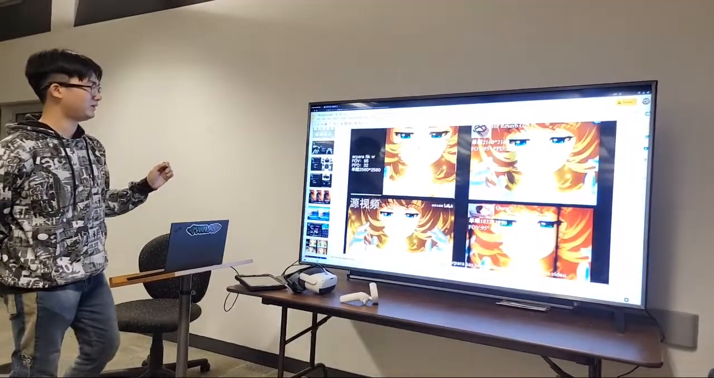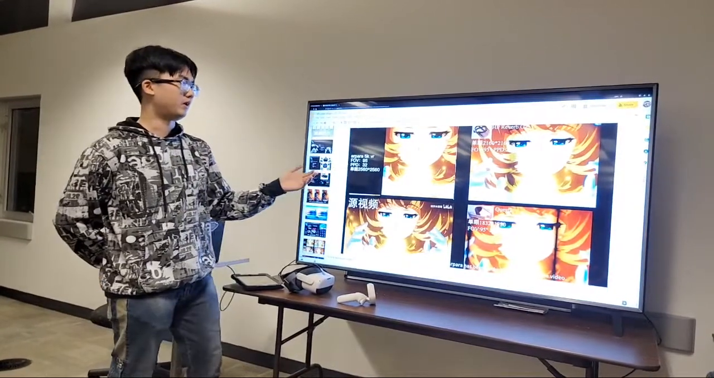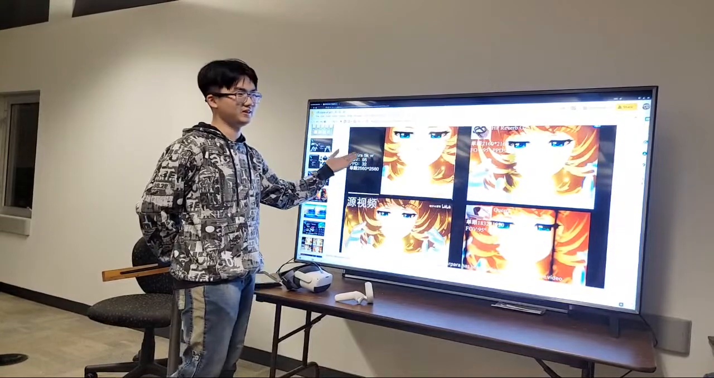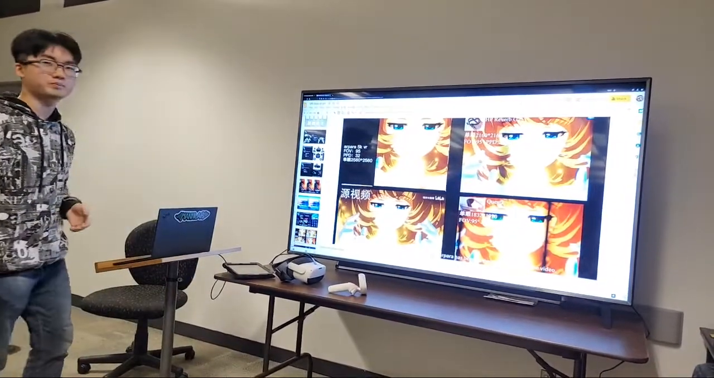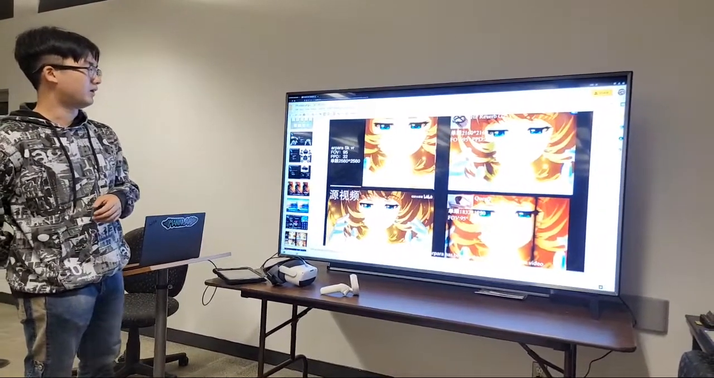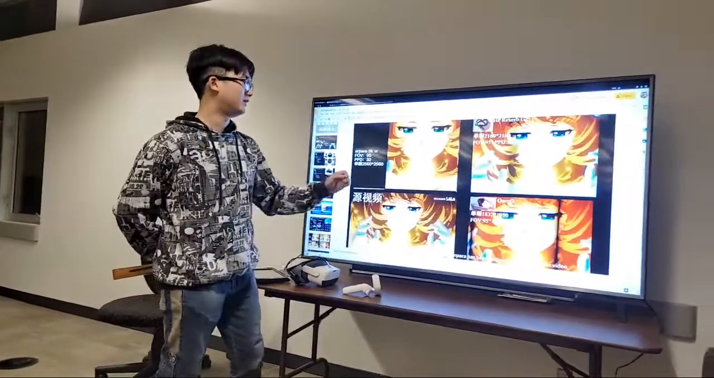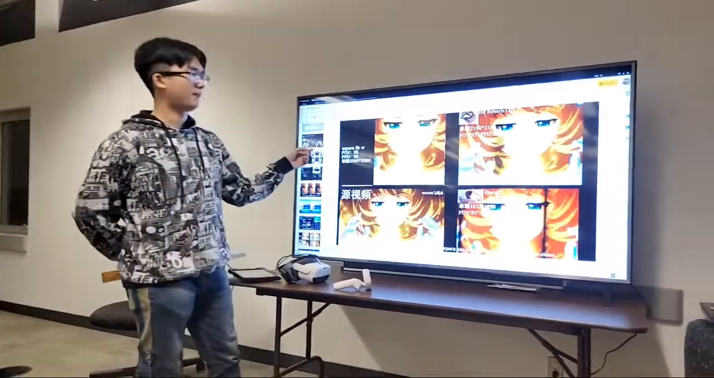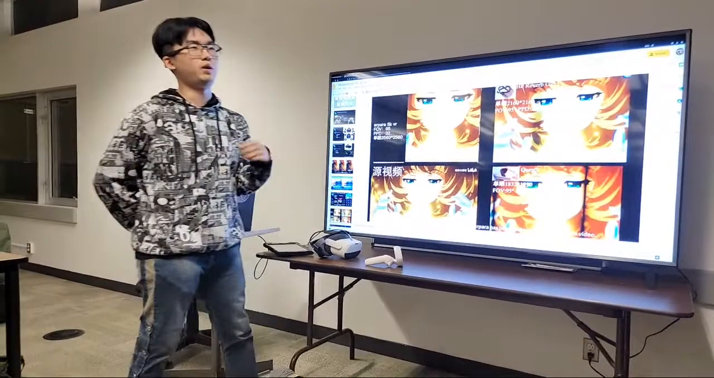So this kind of shows the development of VR technology. This is 2 years ago, and this is this year, current technology. Because the PPD is 32 versus 23? Yes, but not only the PPD, also the lens. This uses an old lens, and this uses a pancake lens. So the new pancake lens makes the image look more clear.